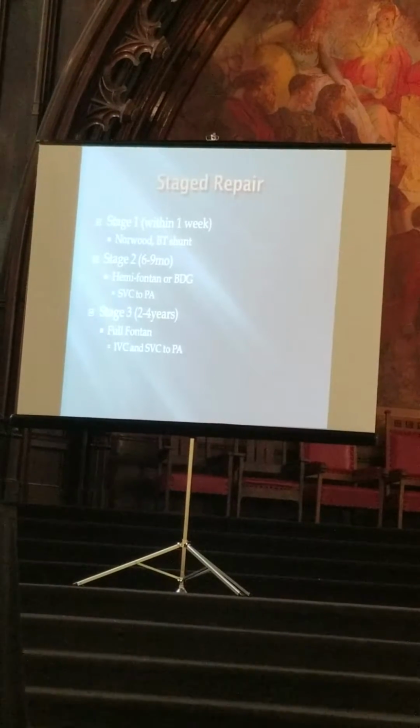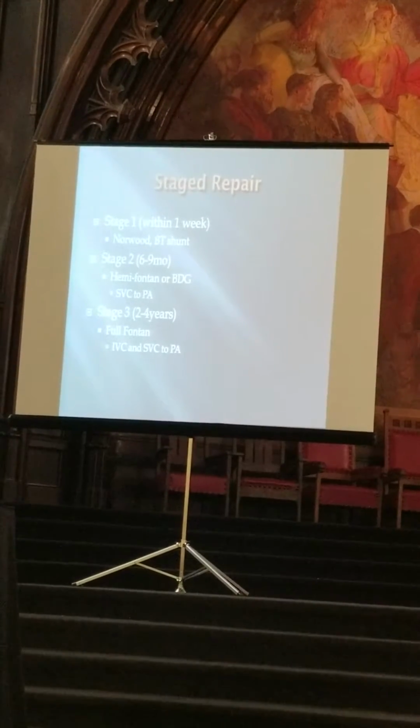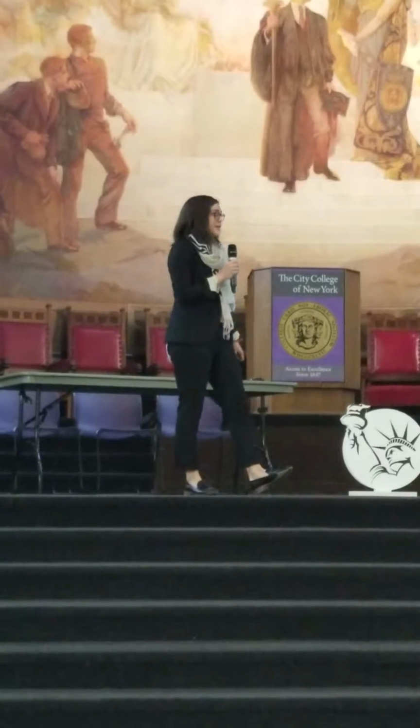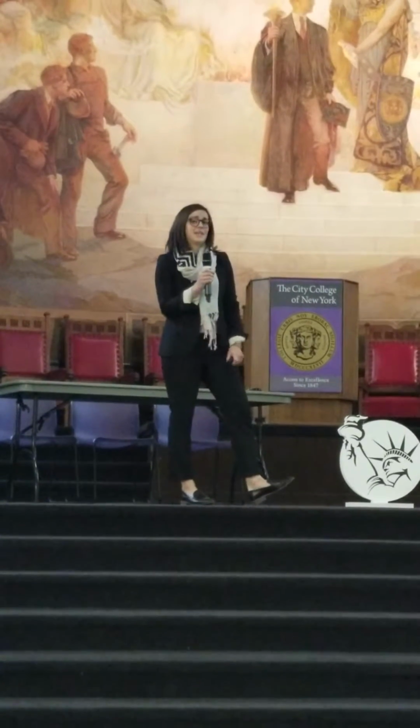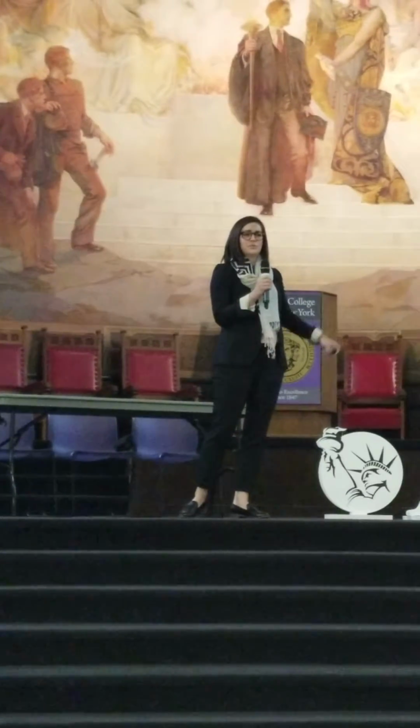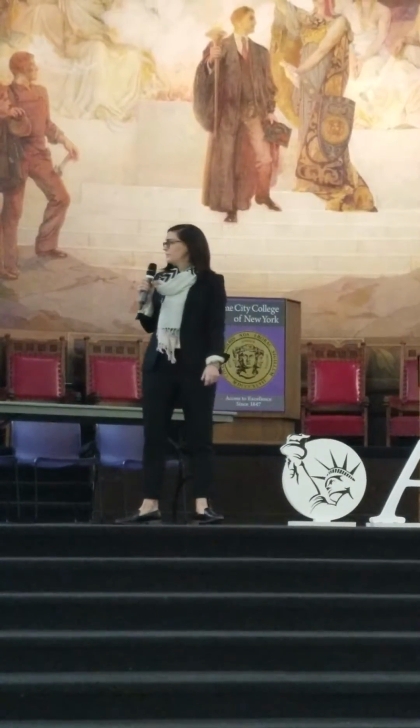The first stage is the Norwood or the VT shunt, typically done in the first week of life. Followed several months later, a little bit before a year, with a bidirectional Glenn, also known as a hemifontan. And then several years later, preschool, 2 to 4 years, they're going to get a full Fontan.